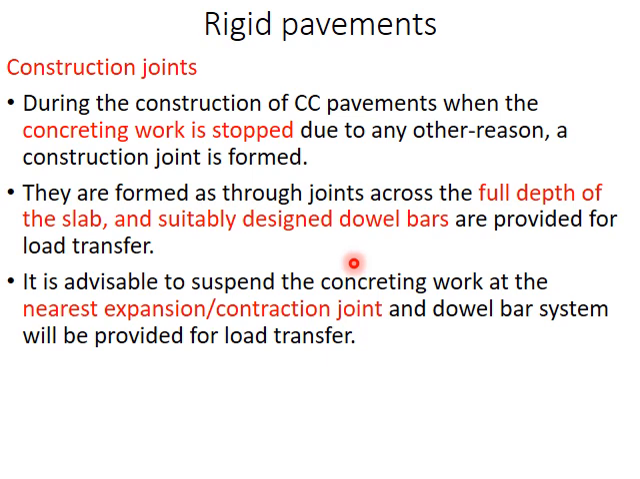Construction joints are the third type of transverse joints in rigid pavements. The first two types are contraction joints and expansion joints. Construction joints occur where the concreting work is stopped at the end of the day or due to any other reason. Usually what we do is we make the construction joint overlap with an expansion or a contraction joint. Dowel bars are also provided along construction joints. You can see this in the figure of the joints which was shown before.